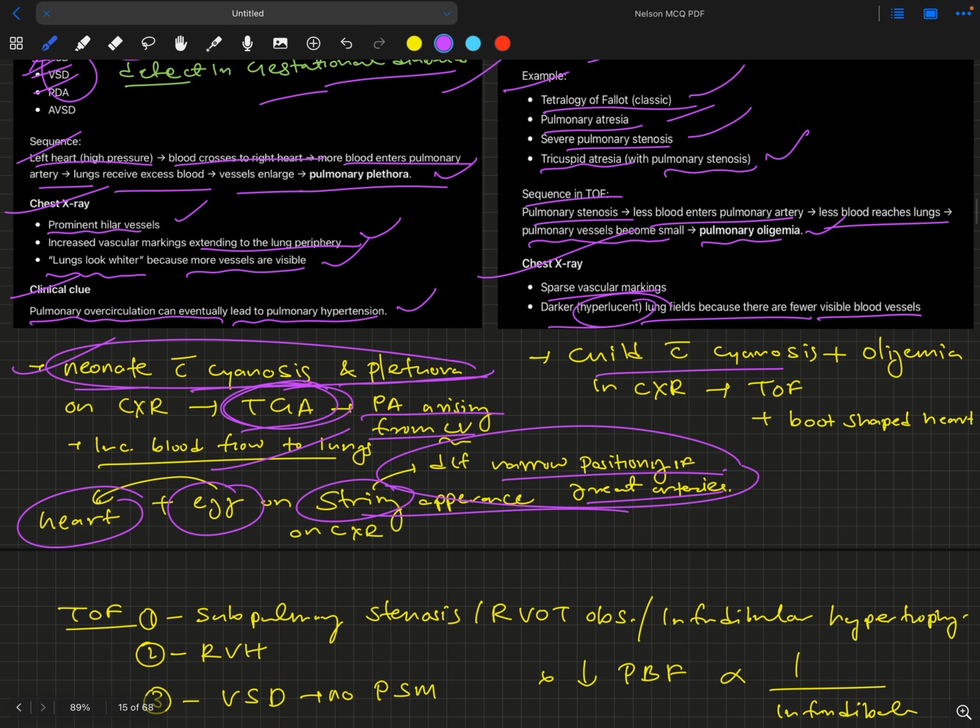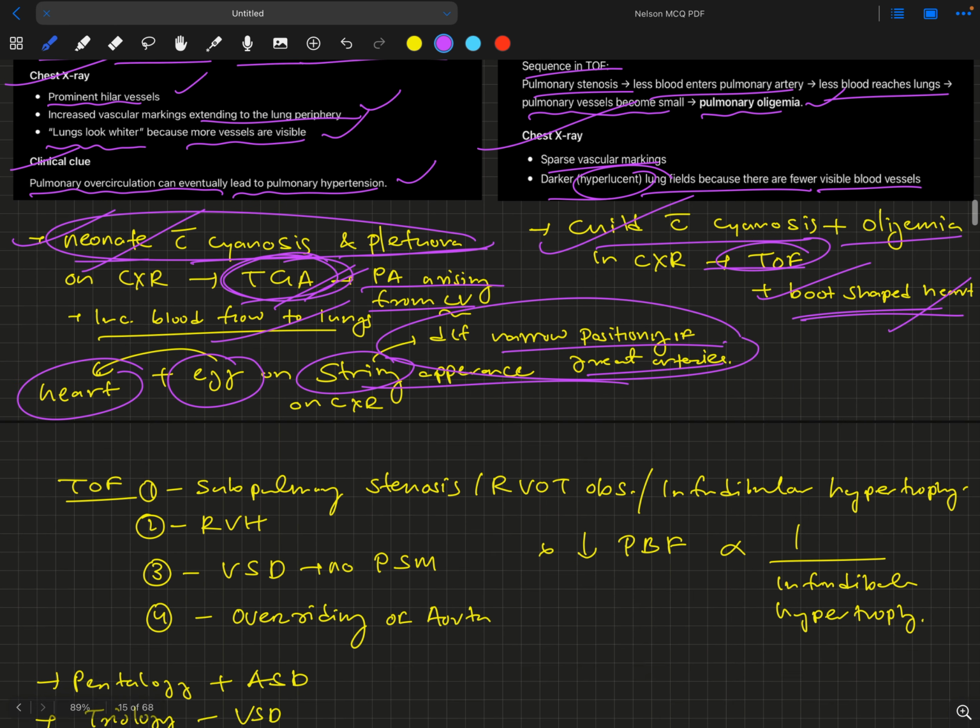And a child with cyanosis and oligemia. Here, a newborn or neonate with cyanosis and plethora is due to TGA. A child with cyanosis and oligemia on chest X-ray is due to tetralogy of Fallot. In that condition, we see a boot-shaped heart. Now let's discuss one by one. Tetralogy of Fallot, 4 components.